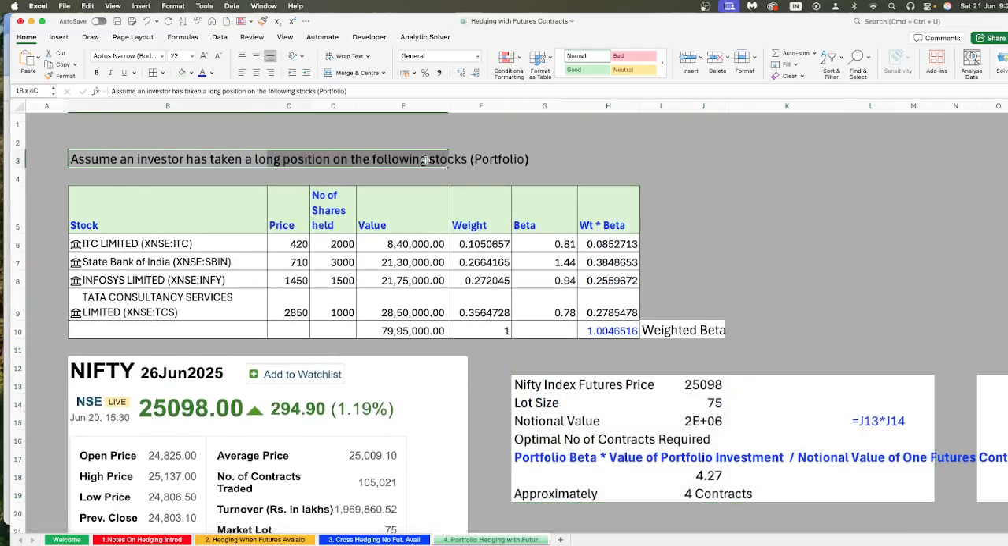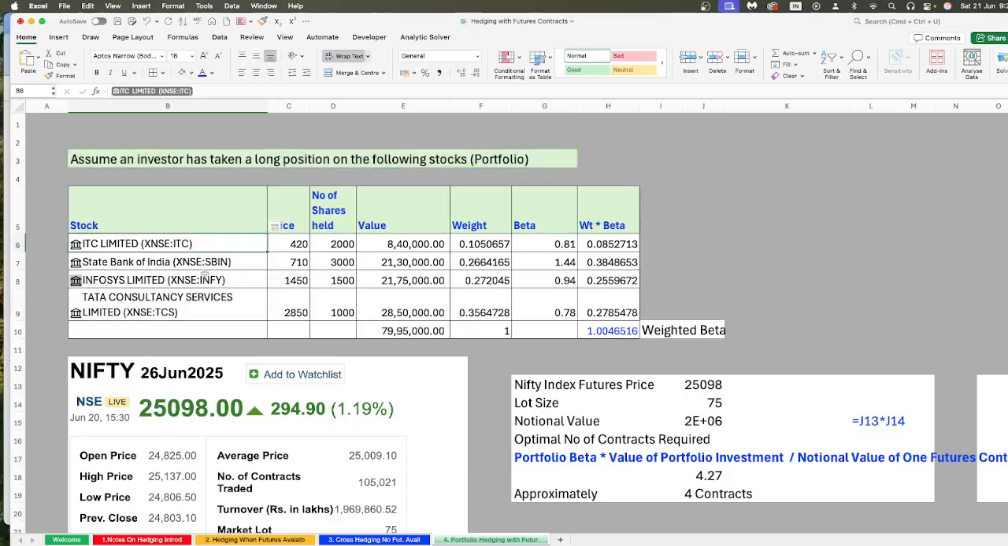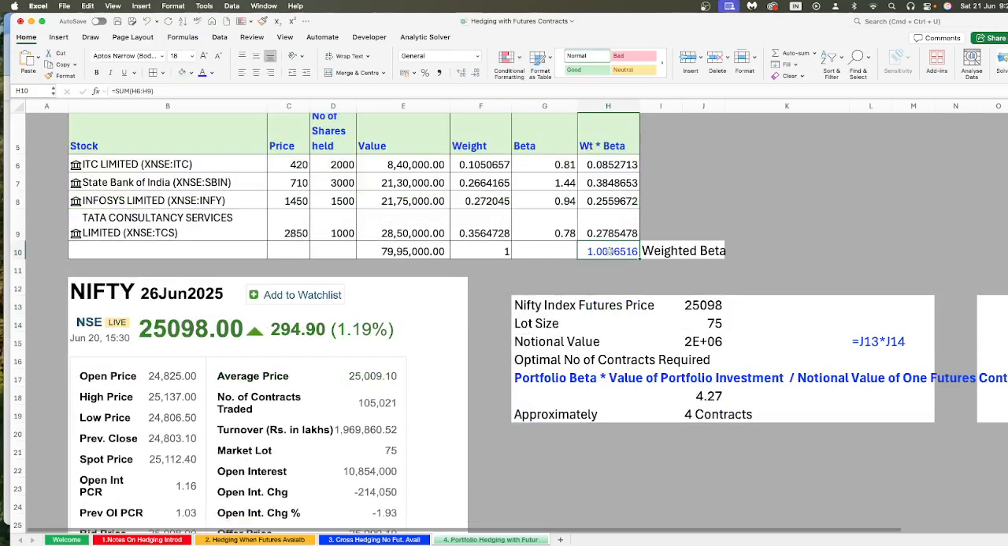And let's take the last scenario here. Let's say an investor has taken a long position in a portfolio of assets. Let's say he has 4 stocks: ITC, Infosys, State Bank of India, Tata. Let's say he has bought these. This is the price at which he bought and the number of shares. So you calculate the value and the weight of each stock, and you have the beta given by the market. So calculate the weighted beta, the portfolio weighted beta. You get the portfolio beta roughly nearly 1.